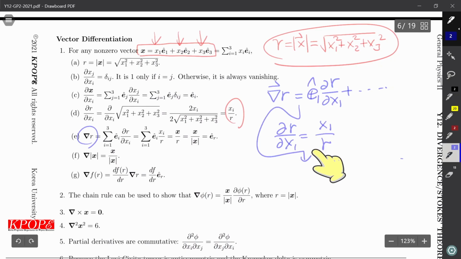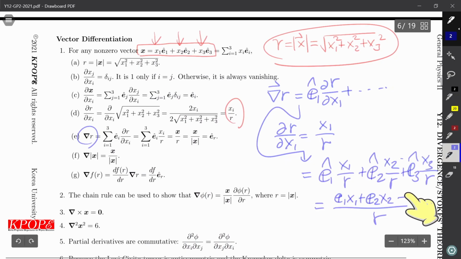Therefore, E1 x1, E2 x2, E3 x3. Actually, this is 1 over r times E1 x1, E2 x2, E3 x3. Right. This is the x vector, the x vector divided by the x vector's absolute value. It's a unit vector along the r direction.